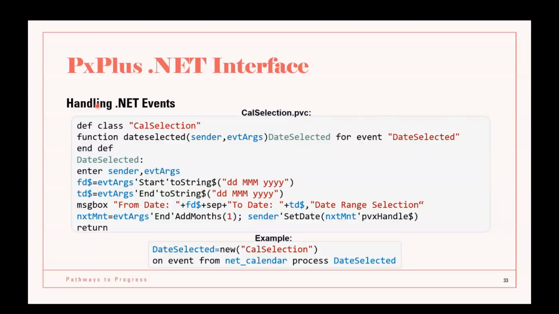So that is our object handler code. Now to actually use that, we instantiate our object, cal selection, and then we use on event from net calendar process date selected. And this will tell PxPlus that this object is used for event handling.